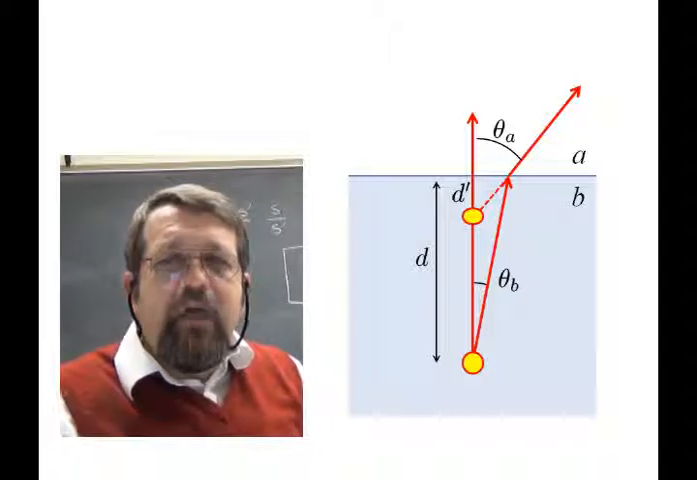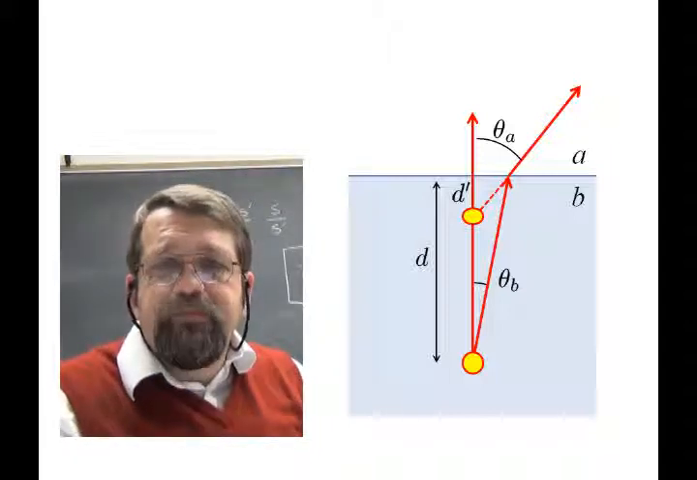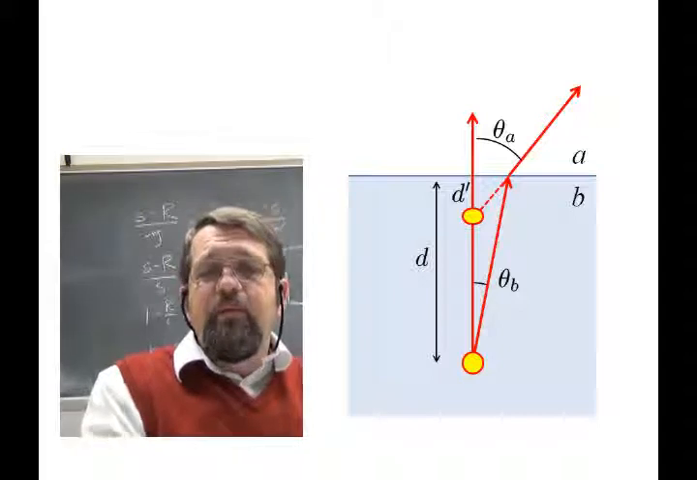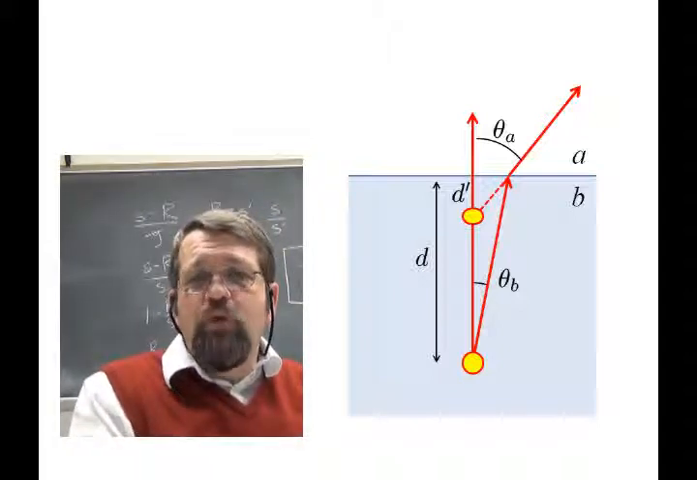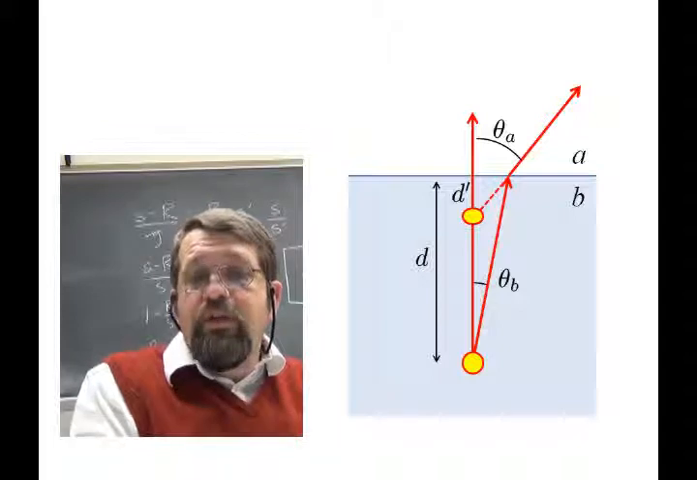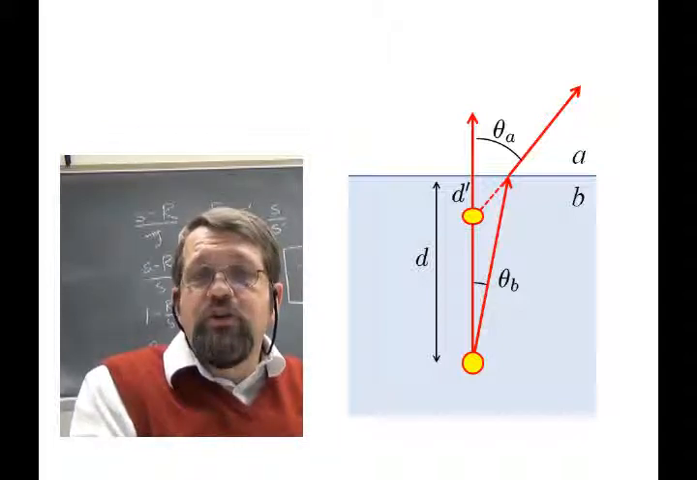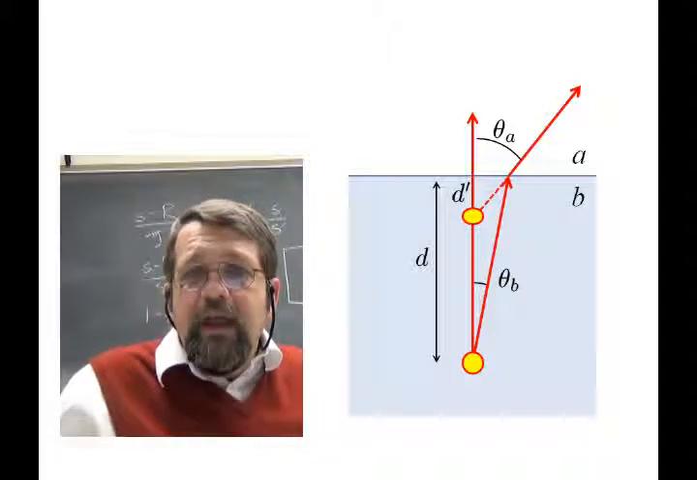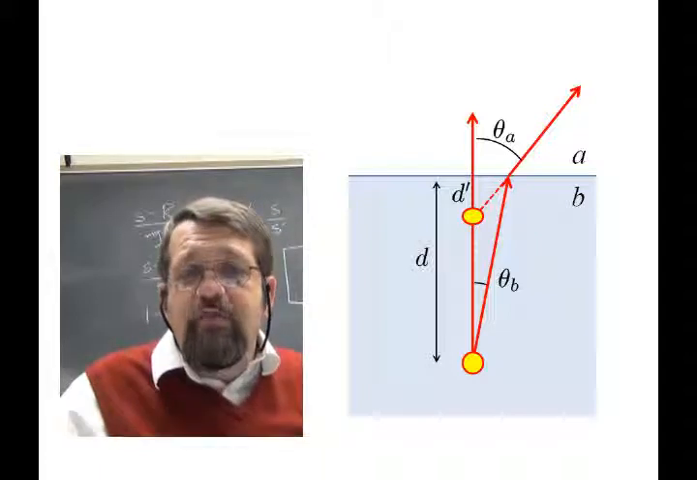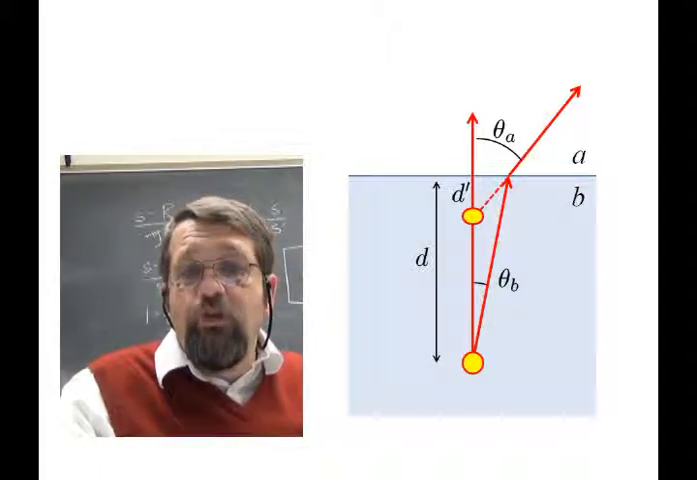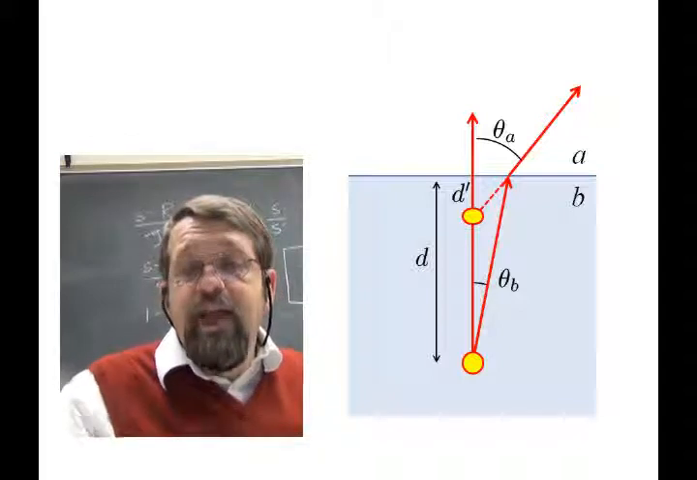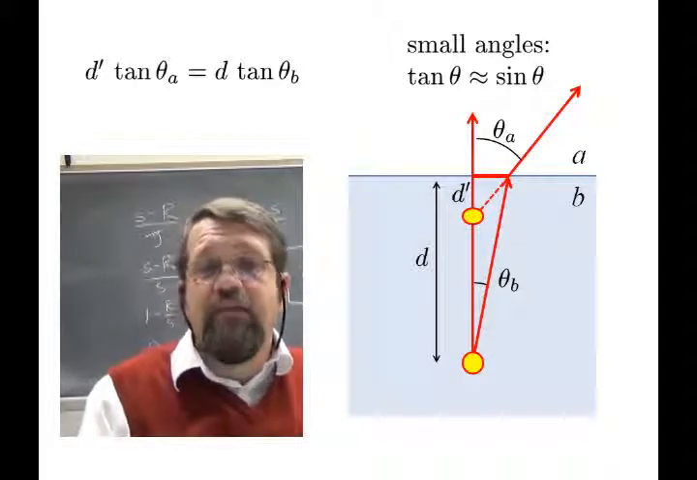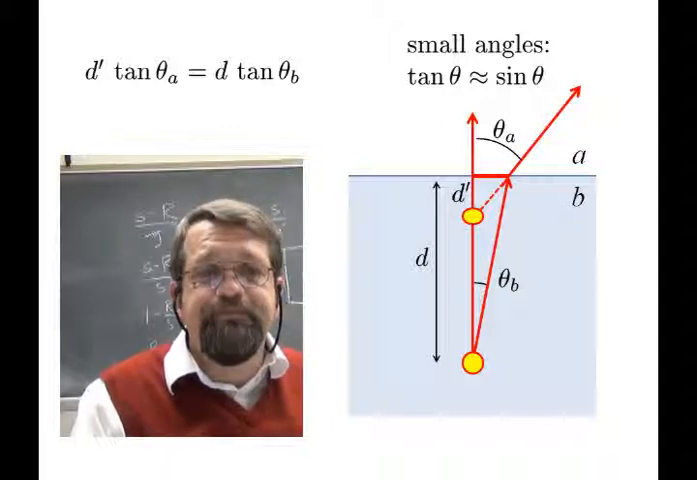Okay, so to work this out, I want to first make an approximation. The approximation is that I'm going to imagine that theta sub b is really small, and theta sub a also. Although I've drawn them pretty big, I want to consider the situation in which I'm looking at rays that are all nearly vertical. So it's as if I'm looking almost straight down into the water, and the only rays that I see are rays that are nearly along that vertical line. And so if those angles are small, then it turns out that the tangent of the angle is about the same as the sine of the angle. It's a very convenient approximation.